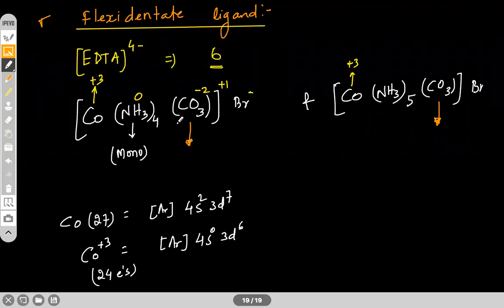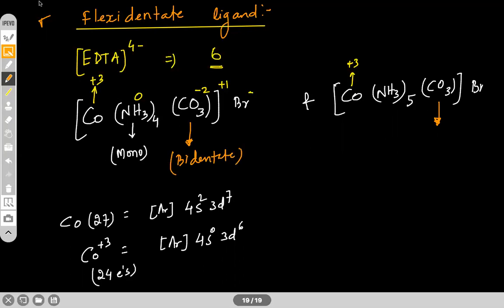It can donate 2 pairs of electrons. But what is the denticity in this compound? We need to check. So 8 electrons are given by the 4 NH3 molecules. It requires 4 more. So both donor atoms in the carbonate ion will donate electrons to this cobalt. Hence, in this complex, CO3 2- is behaving as a bidentate ligand.